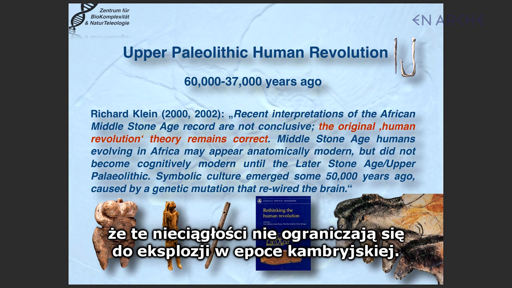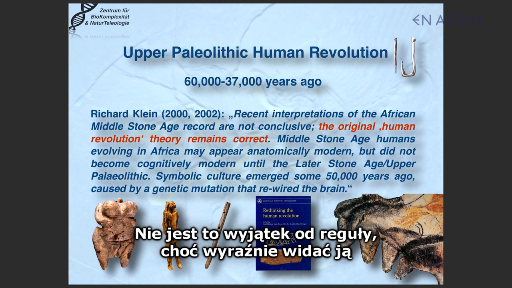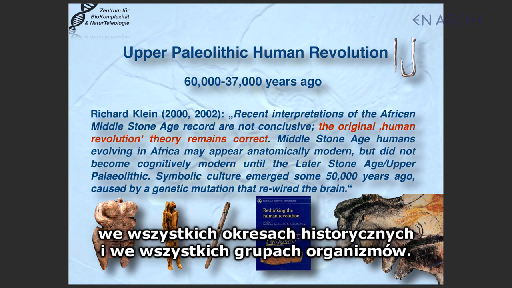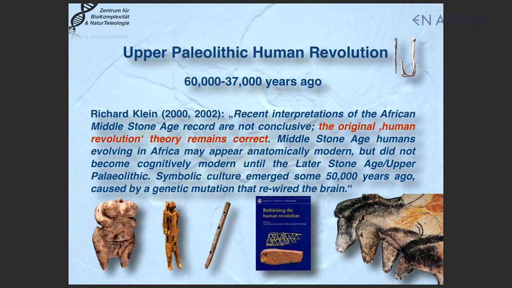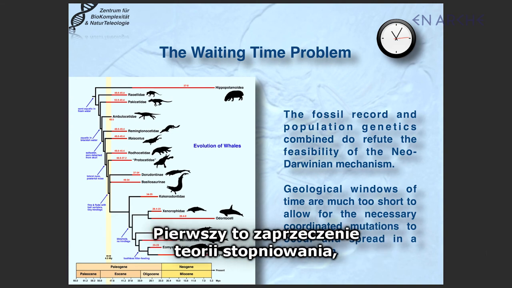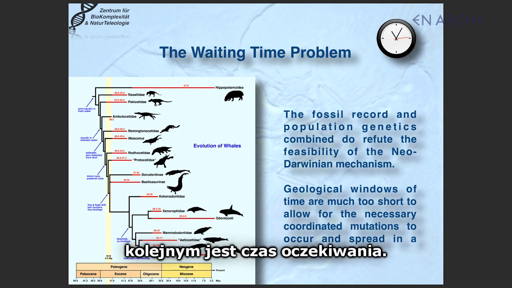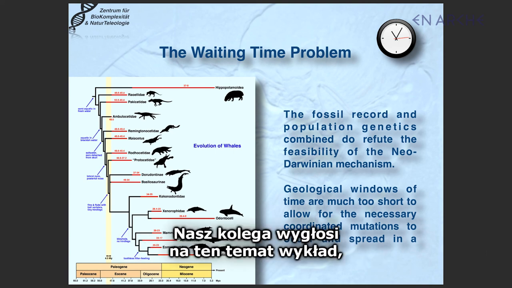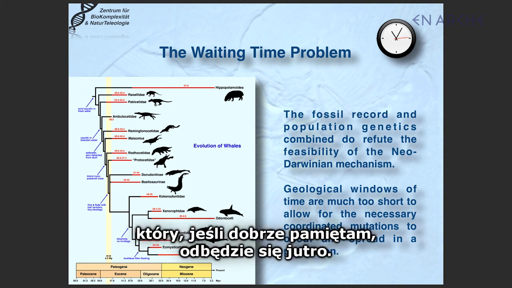So discontinuities are not restricted to the Cambrian explosion. That is not an exception from the rule, but over all periods of Earth history, in all groups of organisms, it's rather the rule. And this creates several problems. One problem, of course, is the contradiction to the gradualistic prediction of Darwinism, but there's also this waiting time problem, and we will hear more about the mathematical side of this problem in the talk by Ola Hössjer, I think tomorrow on the schedule.